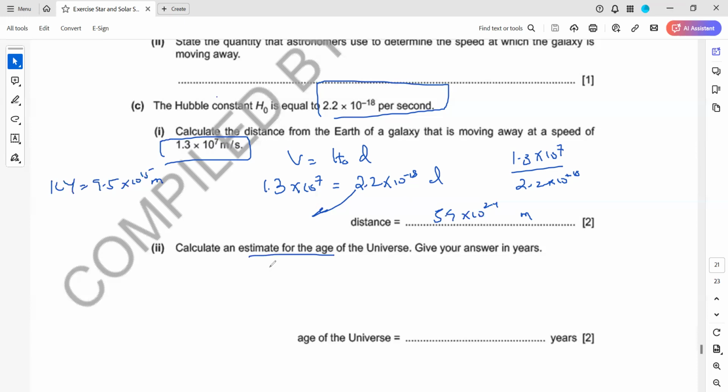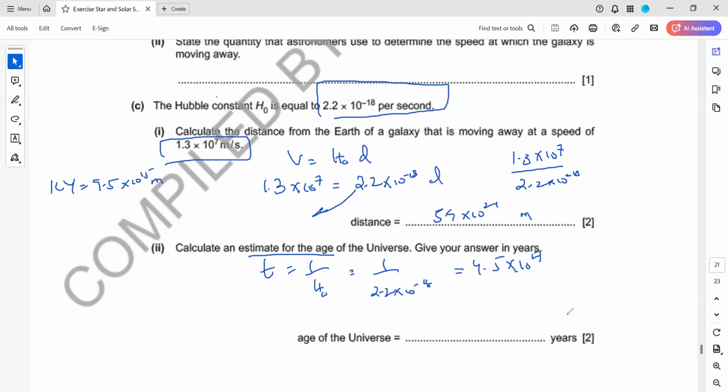Estimate the age of the universe. The age of the universe is the reciprocal of the Hubble's constant. So 1 divided by 2.2 into 10 to the power minus 18. When you divide, this will give the answer in seconds, because this is second inverse. So this will be 4.5 into 10 to the power 17 seconds. But here the answer is given in years, so you have to convert the seconds into years.